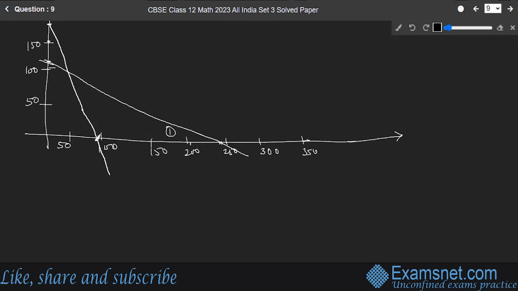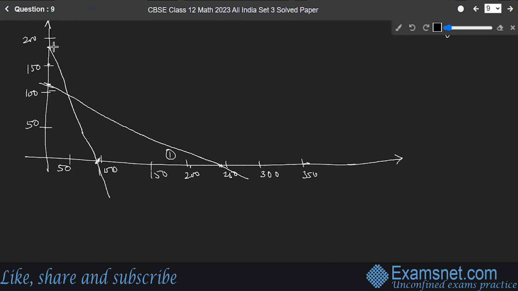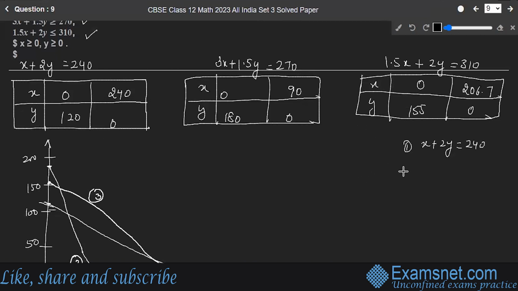Now let's join these 2 points. It's not a perfect drawing actually. So it's something like this. Let's say this is line 3 and that is your line 2. Line 2 was 3x plus 1.5y is equal to 270, and line 3 is 1.5x plus 2y is equal to 310. Now let's go for the points of intersection of all of them.